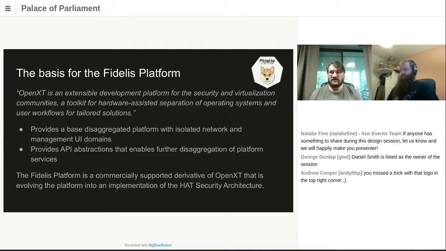It provides the base disaggregation platform, as it already has isolated network and management UI domains. And at a tool stack level, it has an API abstraction through dbus that can be leveraged with Argo to disaggregate the platform services even further. So what winds up happening is we are making available a commercially supported derivative of OpenXT that we can evolve into meeting all the HAT security architecture requirements.